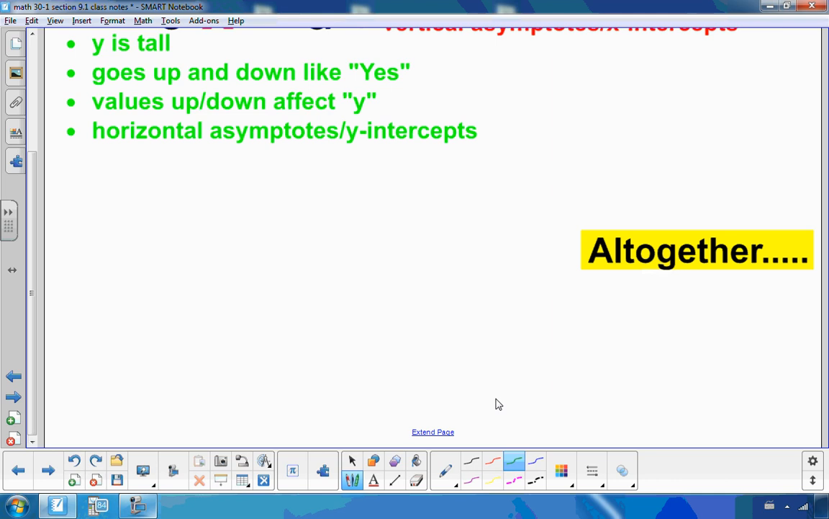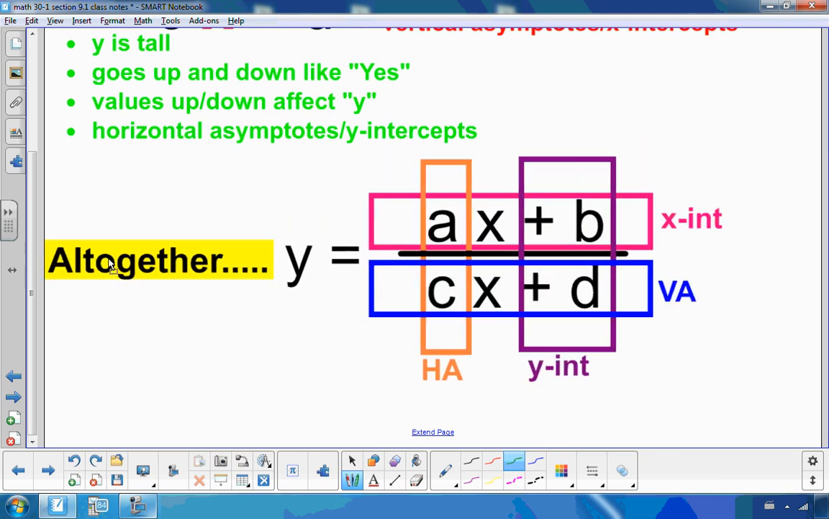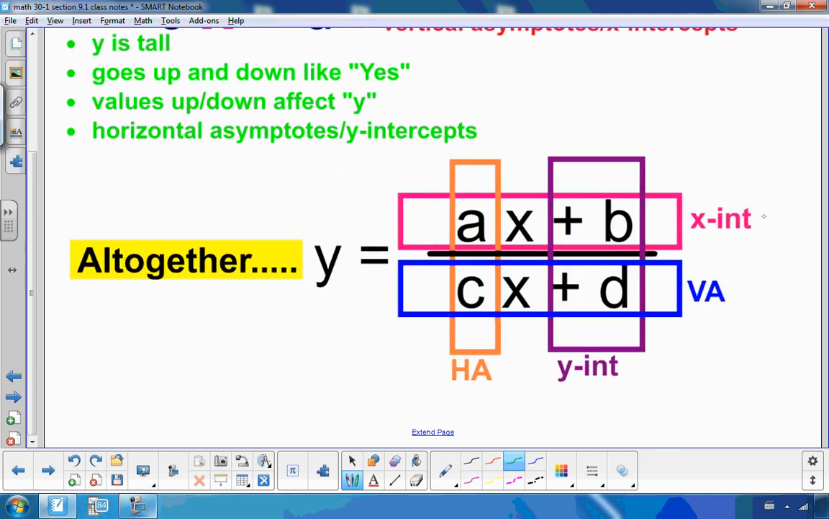So if we put this all together, this is what it will look like. All together, x-intercepts left and right on top, vertical asymptotes left and right on bottom because I can't divide by 0. Horizontal asymptotes up and down for y. Y-intercepts up and down for y because they don't have an x. So I always go left and right for x, up and down for y, and these are the ones that help me. Vertical asymptote, can't divide by 0. Y-intercept, because it has no x. The other ones, therefore, are the asymptote and the intercepts.